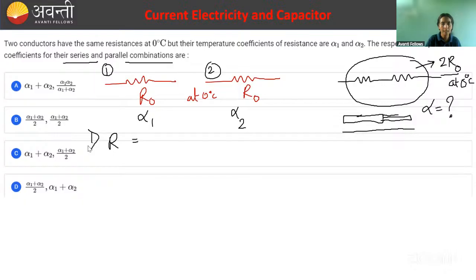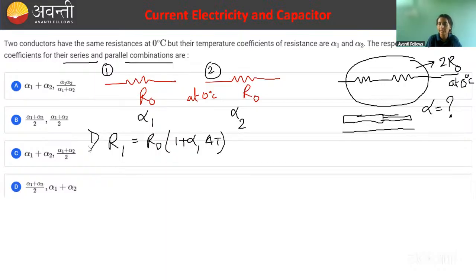So let's say R1 is equal to, what will be the formula? R naught (1 plus alpha 1 delta T). So what are we calculating? We are calculating resistance of first conductor when temperature is increased by delta T. Okay, so this will be the thing, because this we have learned from the formula.